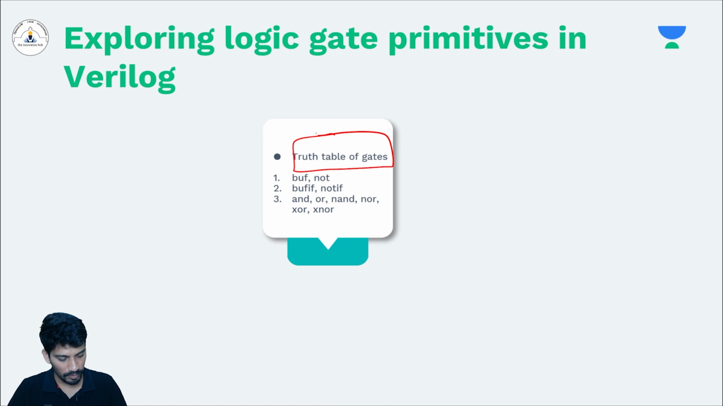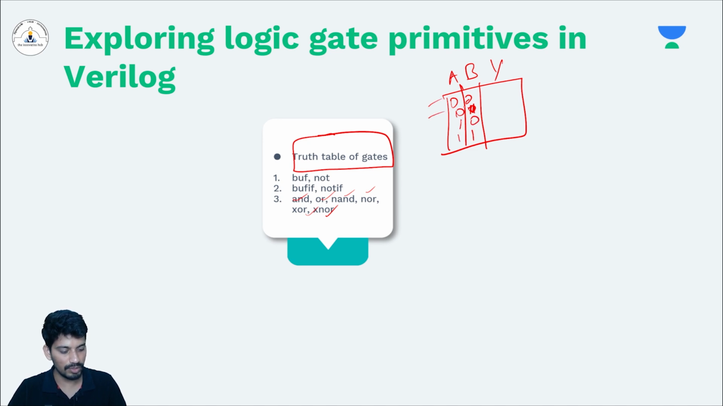So first I will start with AND, OR, NAND, NOR, XOR and XNOR. Basically, we know the truth table of AND will look like this, right? Let's say this is A, B, and output is Y. We have four different combinations: 0 0, 0 1, 1 0, 1 1. So the output of the AND gate is Y equals A dot B, and the output is 0 0 0 1, right?